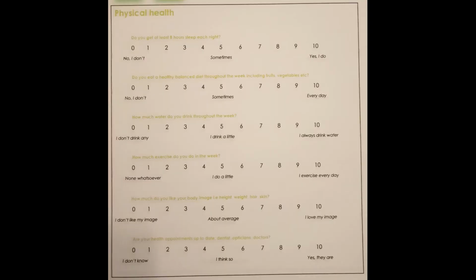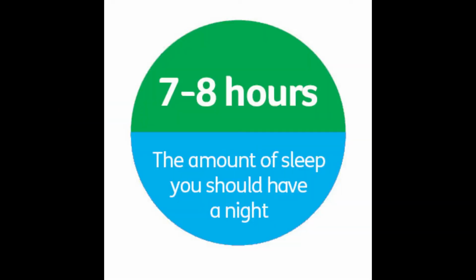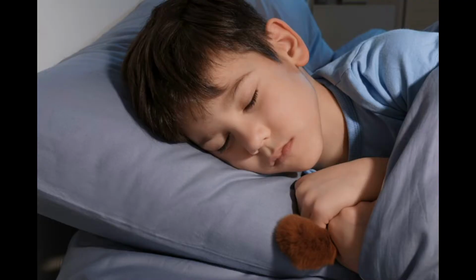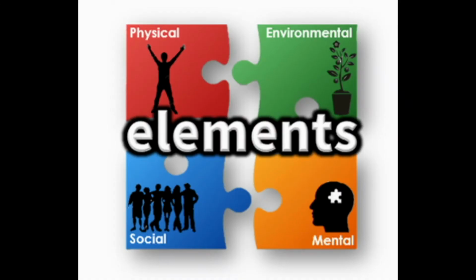So the first question on physical health is asking, do you get at least 8 hours sleep each night? So circle the number that you feel is most relevant to you. So if you do get 8 hours or more sleep, then circle 10. If you sometimes do, it would be 5, and if you don't, then it would be 0. But you estimate where you'd like to put that. Is it a 3? Is it an 8? Is it a 4? Where do you want to go?